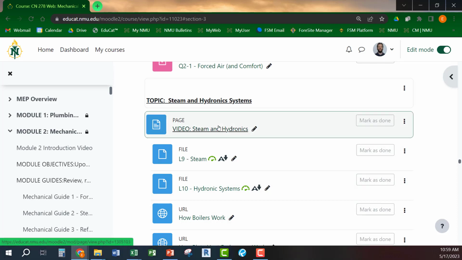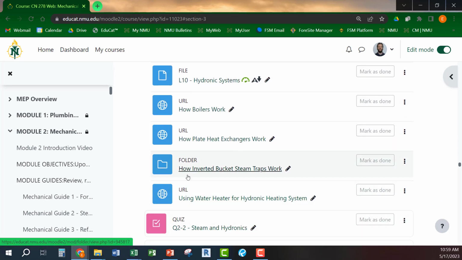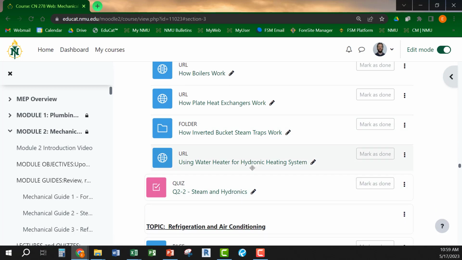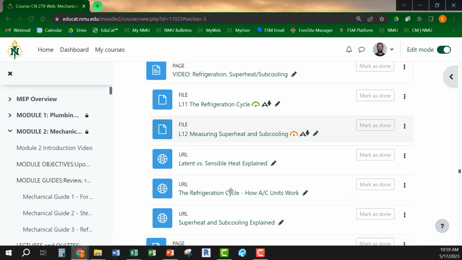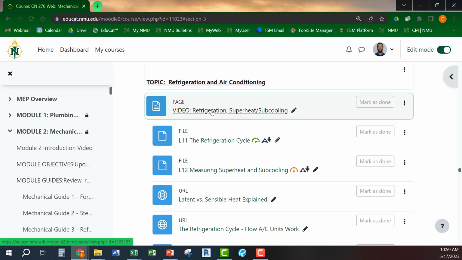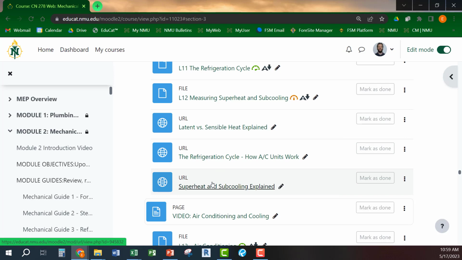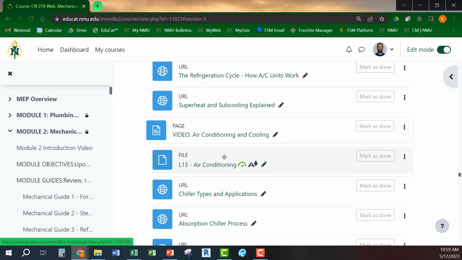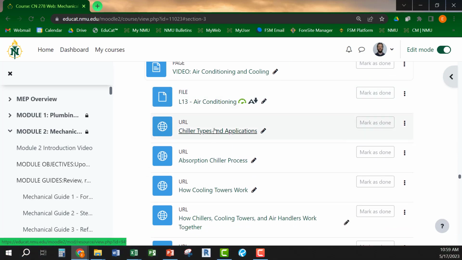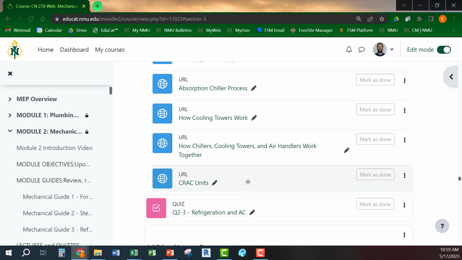Again, for steam and hydronics, we have a video that combines both L9 and L10 here, and then a couple other resources throughout to show how different components work, a little more depth, and then a quiz. Refrigeration, air conditioning: I kind of broke these up a little bit differently here. We have refrigeration and superheat and subcooling. I put those as one because there's a little bit more to it than just the refrigeration. So there's these two lectures that go with this video. There are a couple different websites as well for additional resources. And then we jump into air conditioning and cooling, have one sort of longer slideshow there with more components, more resources to review, and then a quiz.